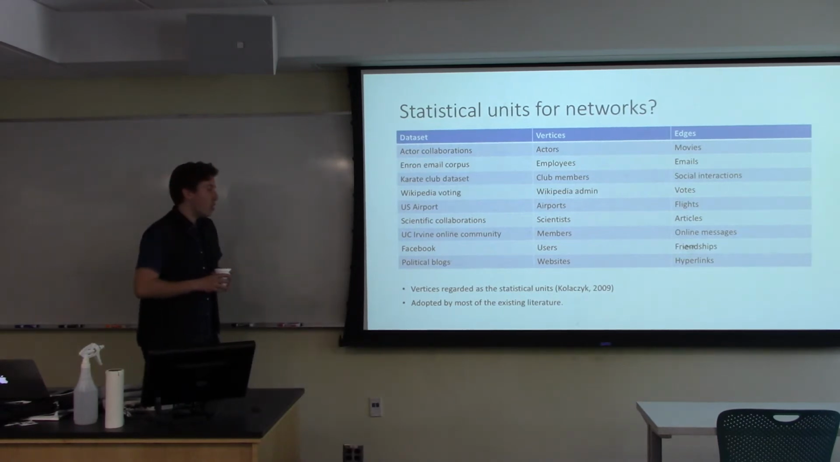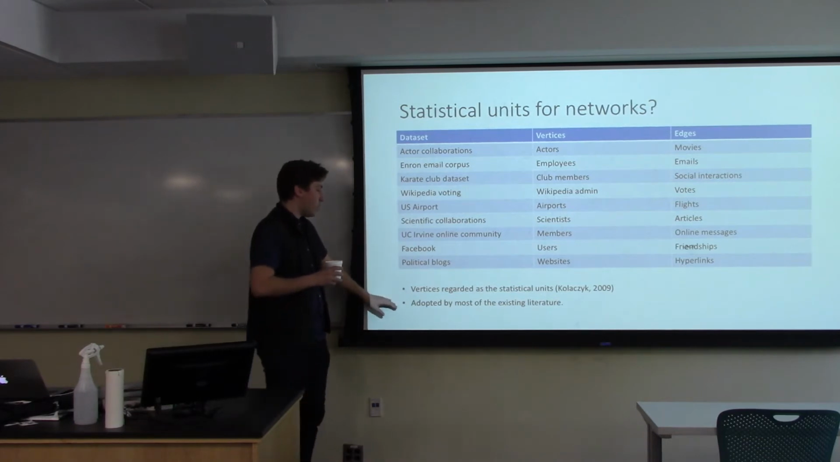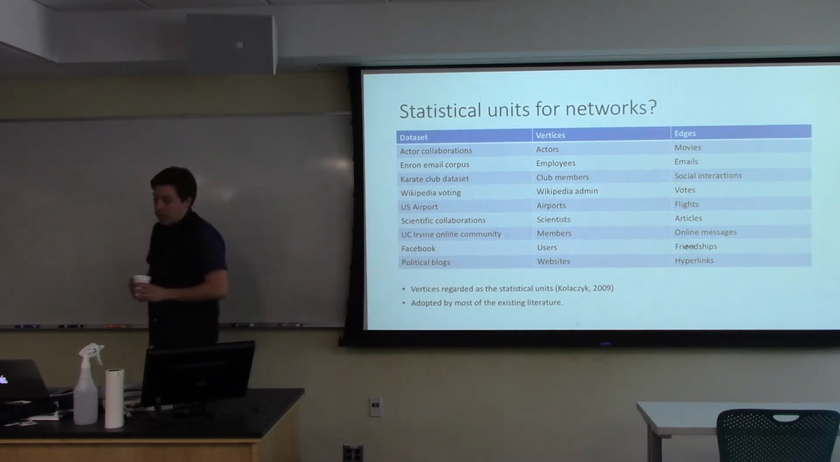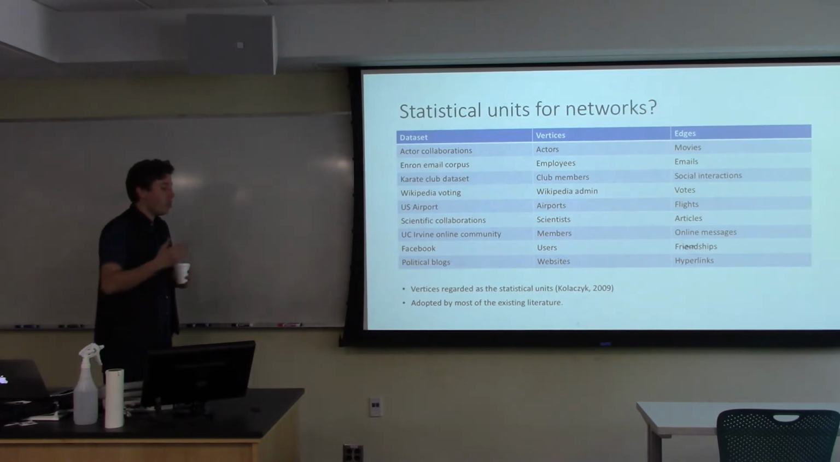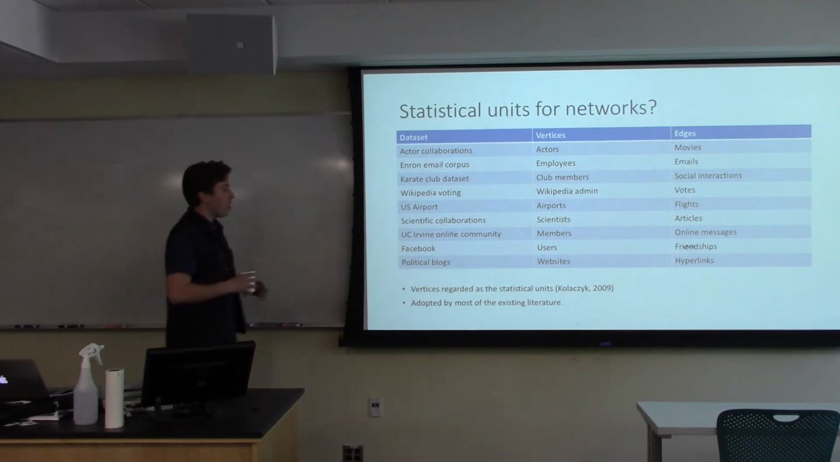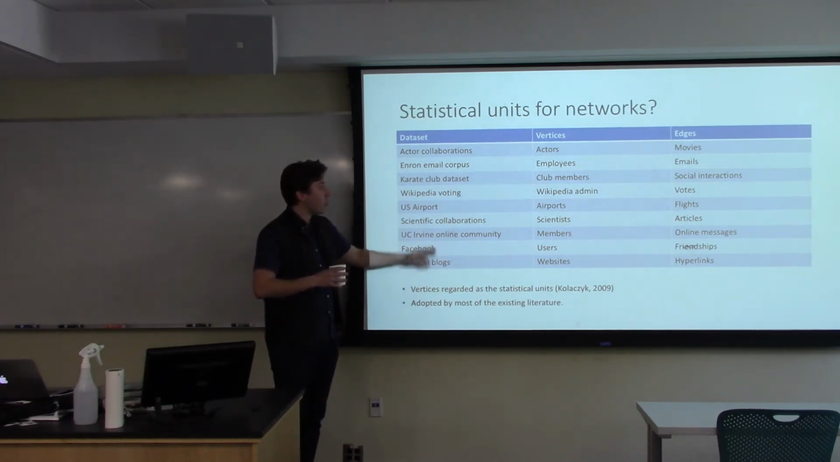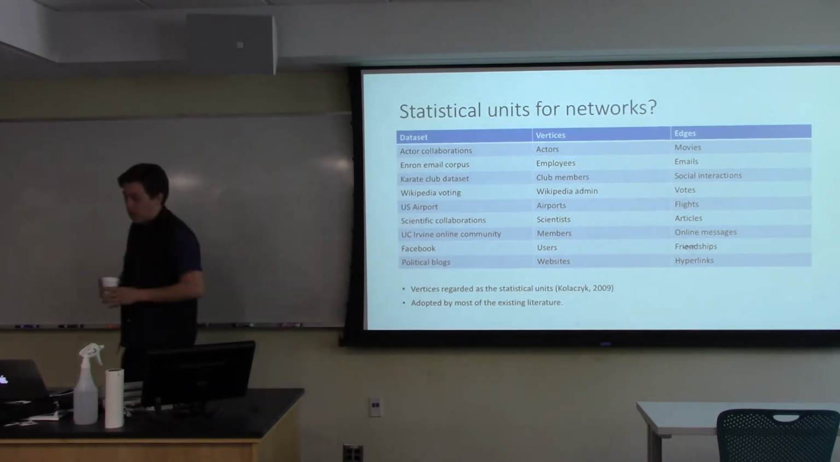And so this is something that's very common, and it's adopted by a lot of the existing literature. In some cases it's totally fine, in other cases it may not be. And so what I'm going to propose is something slightly different, which is replacing the statistical units being the vertices with them being the edges, and I'll sort of motivate it as we go through.